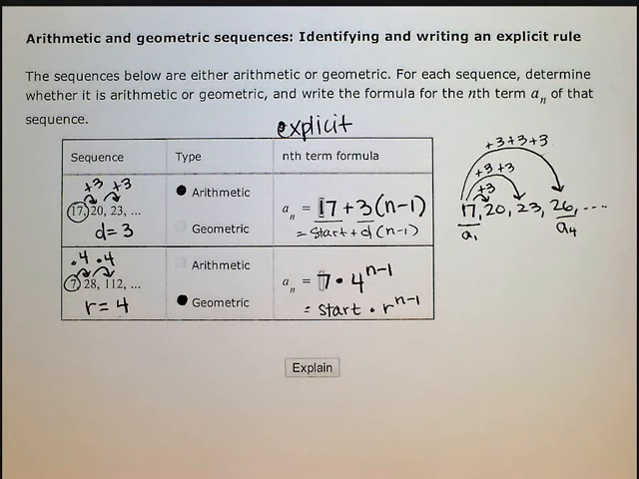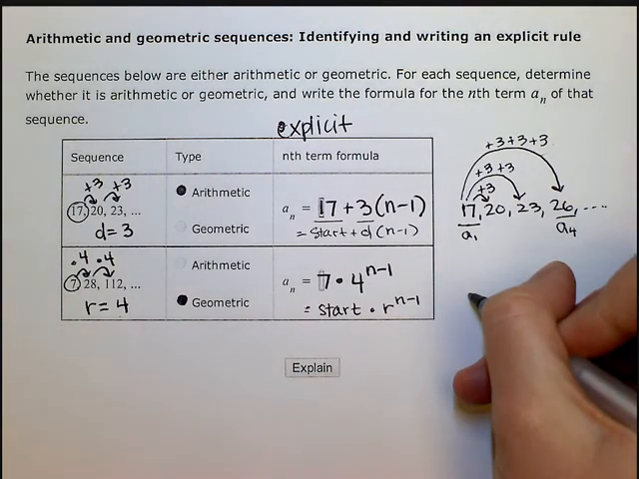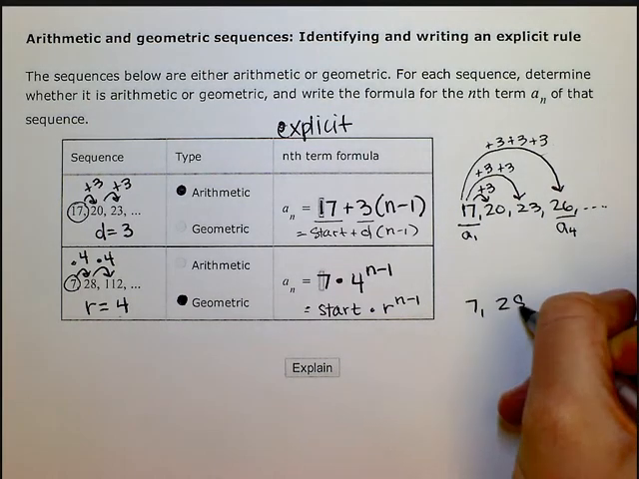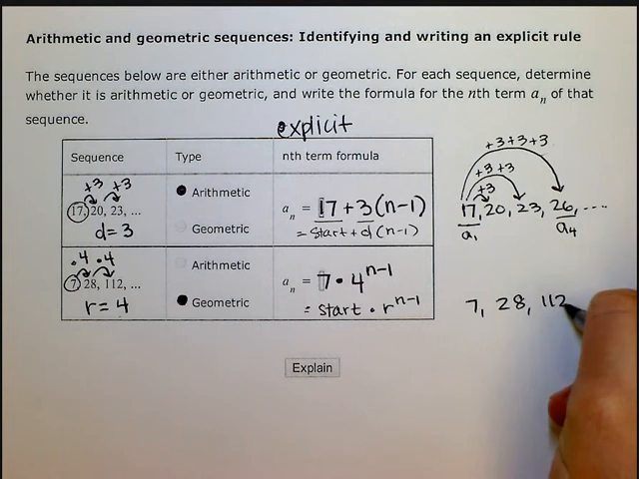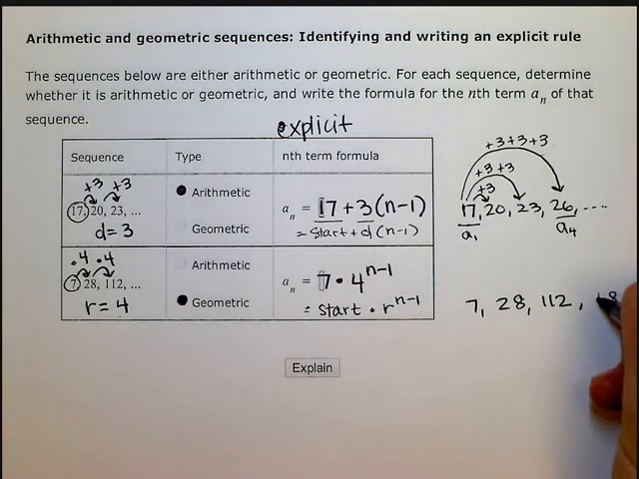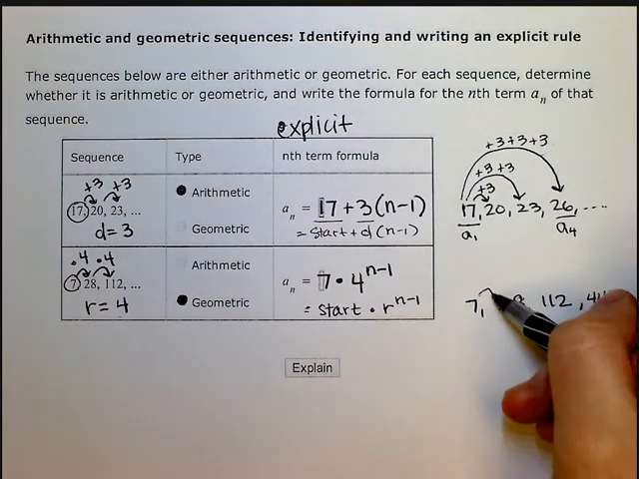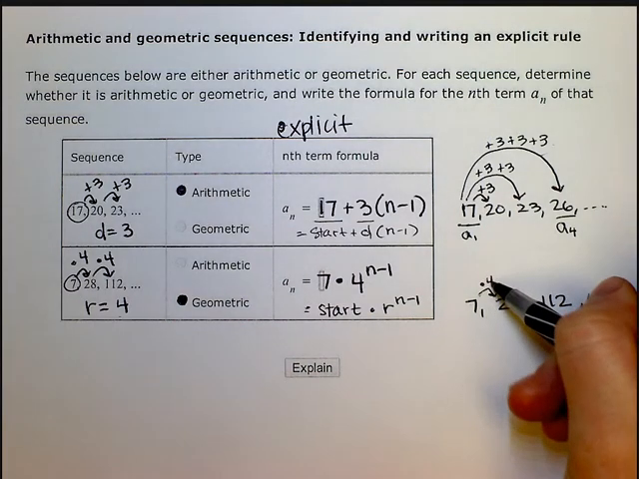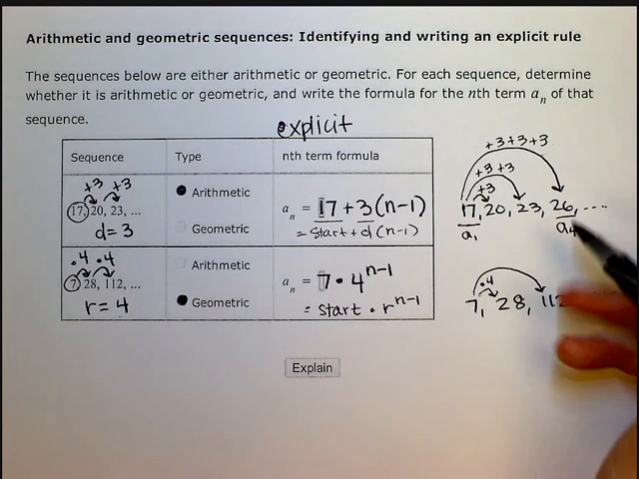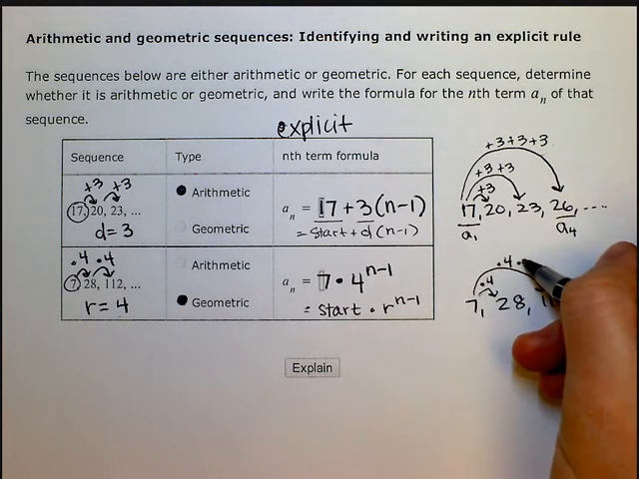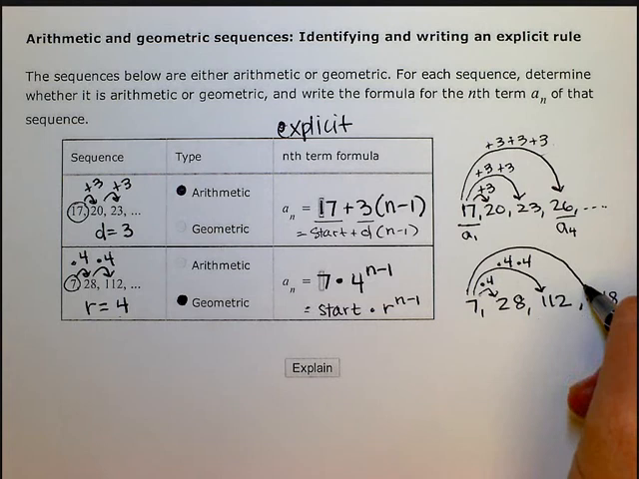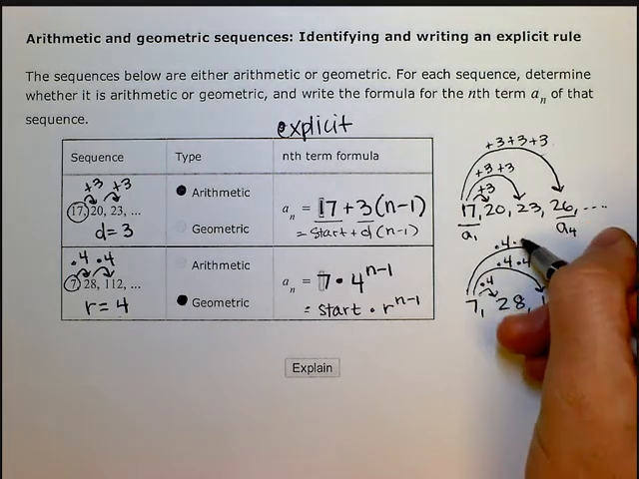But to see the pattern, let's put our sequence over here. We have 7, 28, 112, and let's see, 448. So to get from 7 to 28, I multiply by 4. But to jump to the third term, I multiply by 4 twice. To jump from the first to the fourth term, I would multiply by 4 three times.